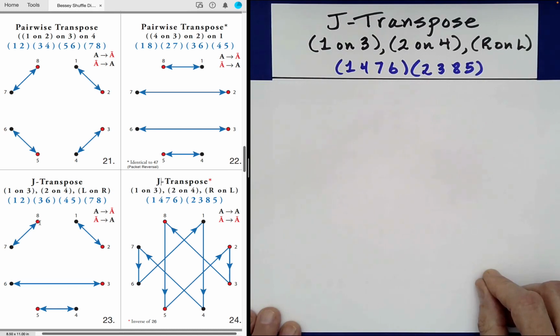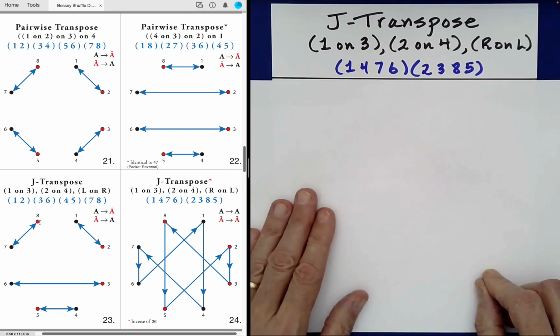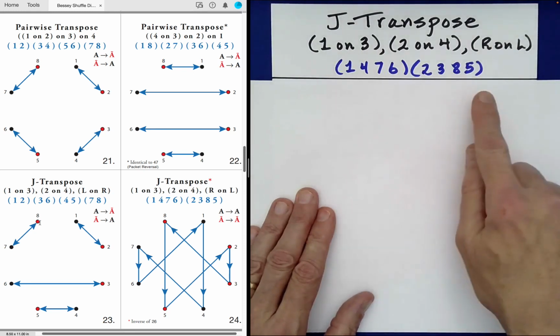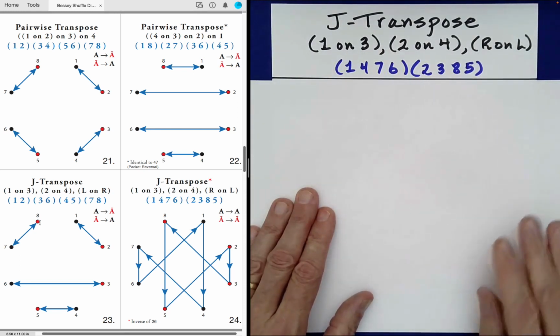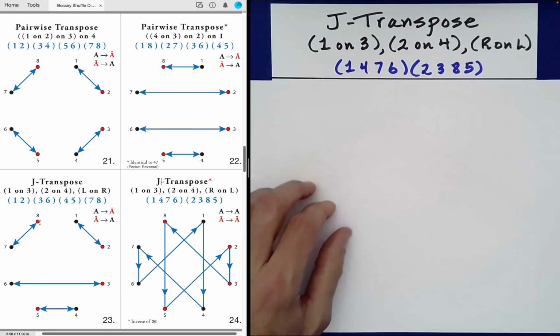Because if you remember, the previous shuffle was a product of transpositions, 2 cycles. And I should point out that the previous shuffle, shuffle 23, has order 2. So if you perform that shuffle twice, you reset the packet to its original order. This one has order 4. So you would have to perform this shuffle 4 times to reset the packet to its original order.